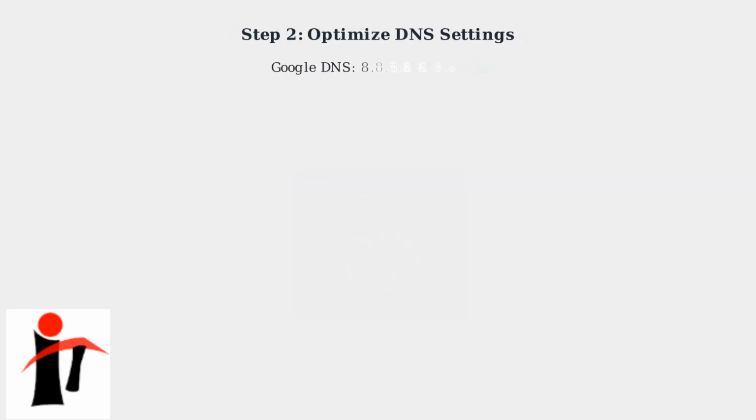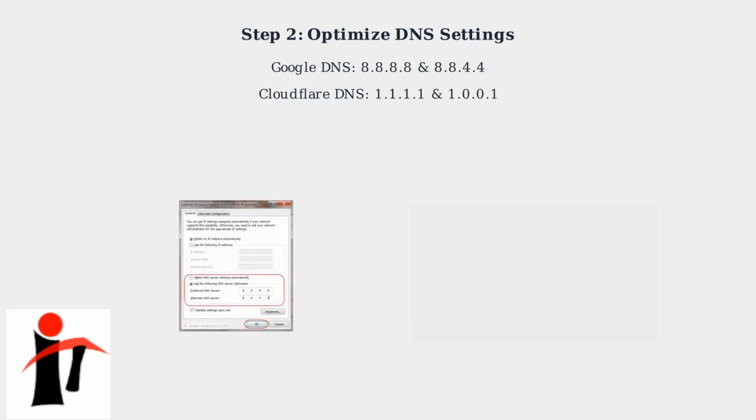Next, optimize your DNS server settings. You can use Google DNS at 8.8.8.8 and 8.8.4.4, or Cloudflare DNS at 1.1.1.1 and 1.0.0.1. Both options can significantly improve connection reliability.